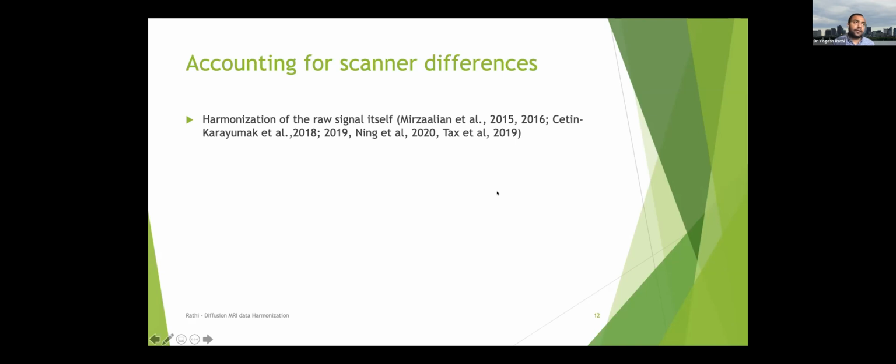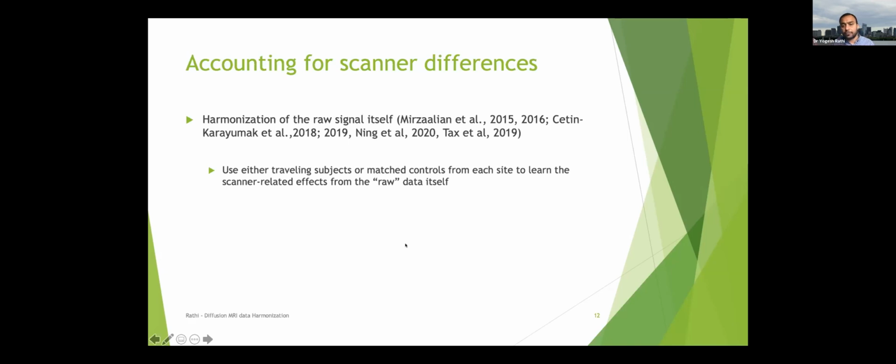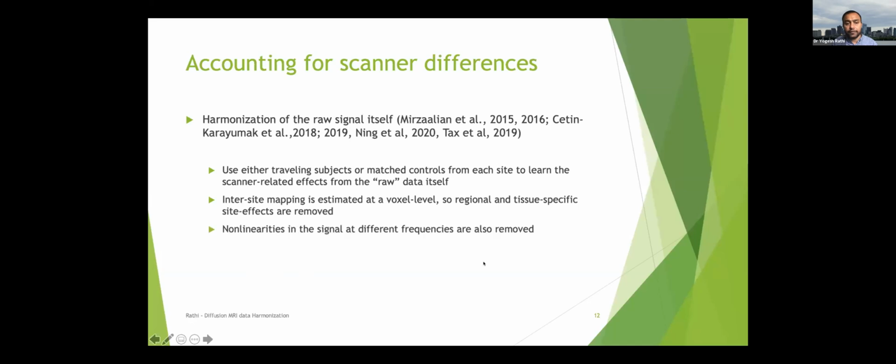So our method that we worked on has been on harmonization of the raw data signal itself. In this case, you either have traveling subjects or matched controls from each site, and we learn what the scanner effect is from the raw diffusion MRI data. It is at voxel level, so regional and tissue specific effects are taken care of. It also is nonlinear in the signal domain. So for all frequencies, things are taken care of.